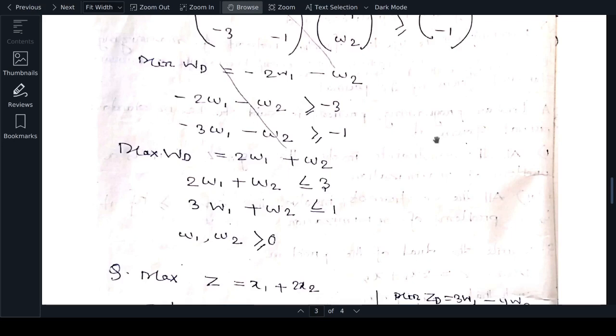In matrix format, what do we write? Just interchange. So the first column will be 2 3 and the second column will be 1 1. Clear? Same as earlier. So finally, what do we get?